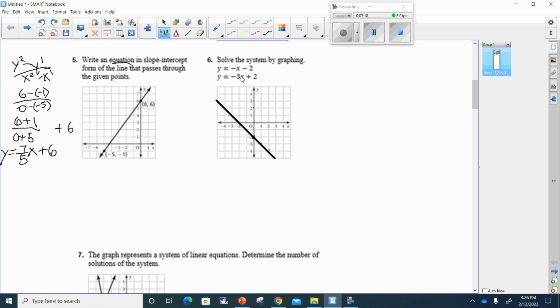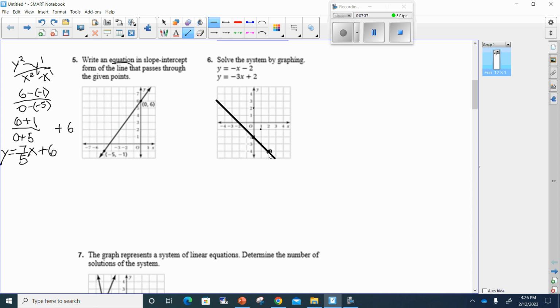It's going down 3 and over 1. So it's going to go down 1, 2, 3, and over 1. Then down 1, 2, 3, and over 1 again. That's going to put me about right there.